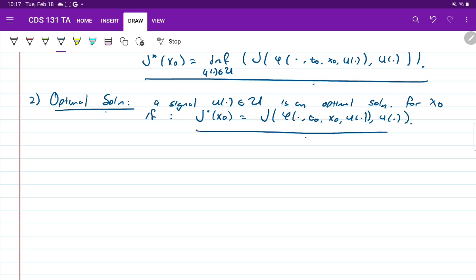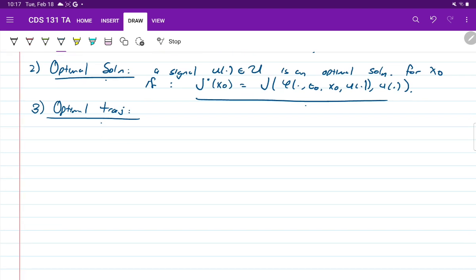So if this input signal achieves the infimum, we call it an optimal solution of the optimal control problem for the initial condition x naught. Okay, what else do we have? Well, above we also mentioned an optimal trajectory, right? So optimal trajectory is going to be our next term of interest.